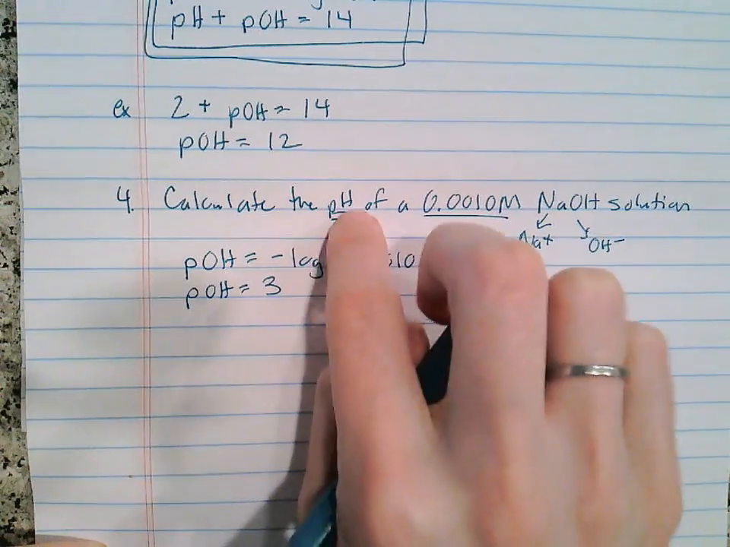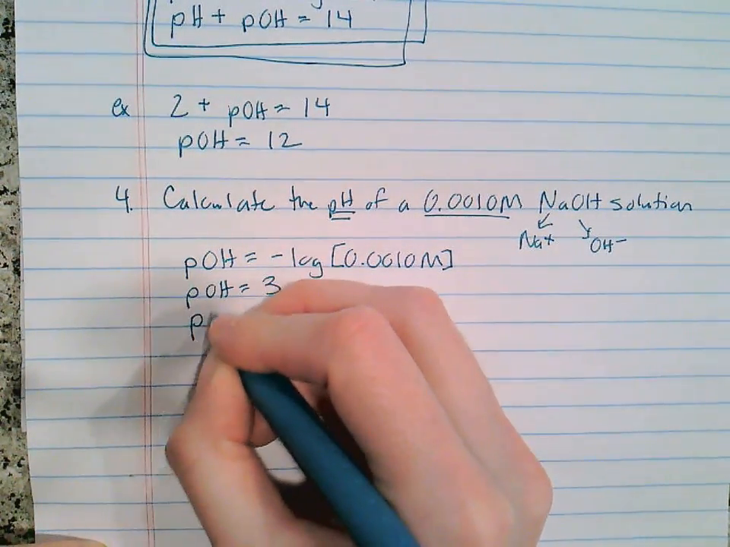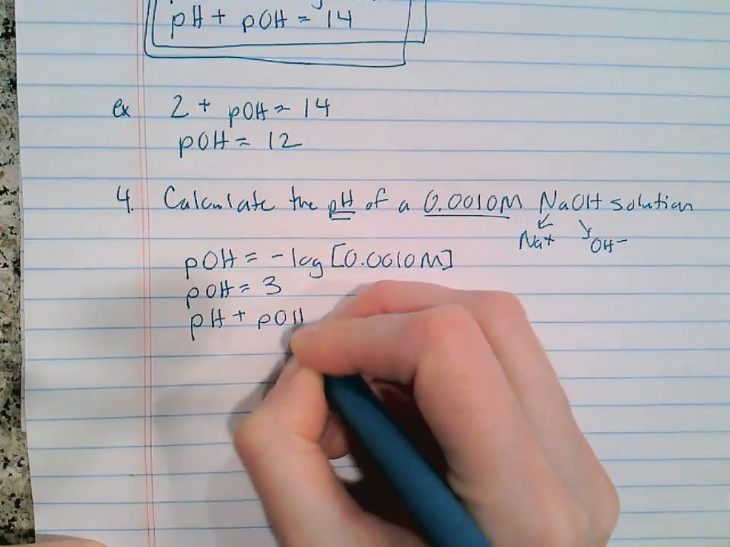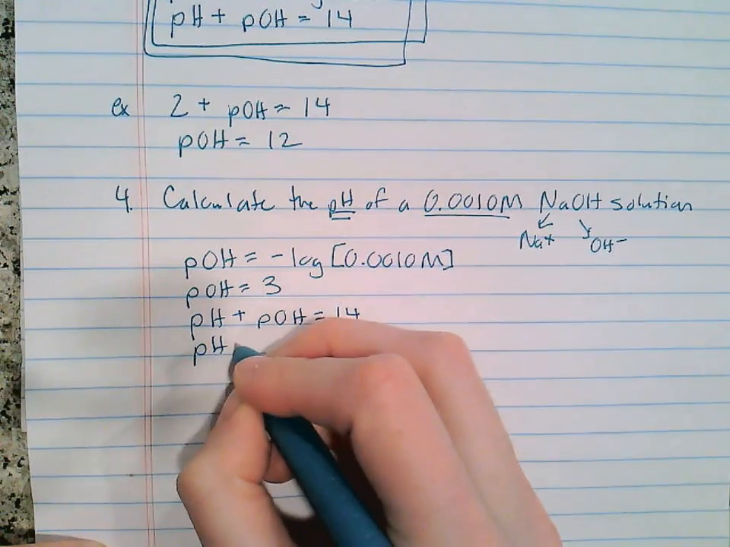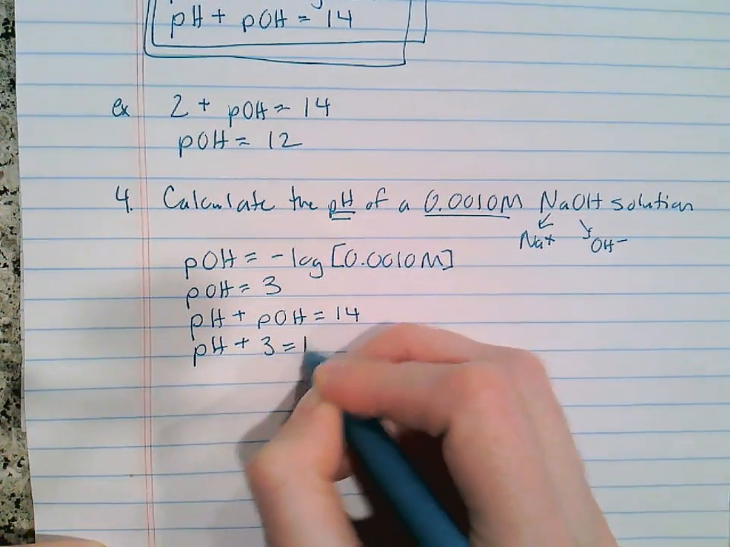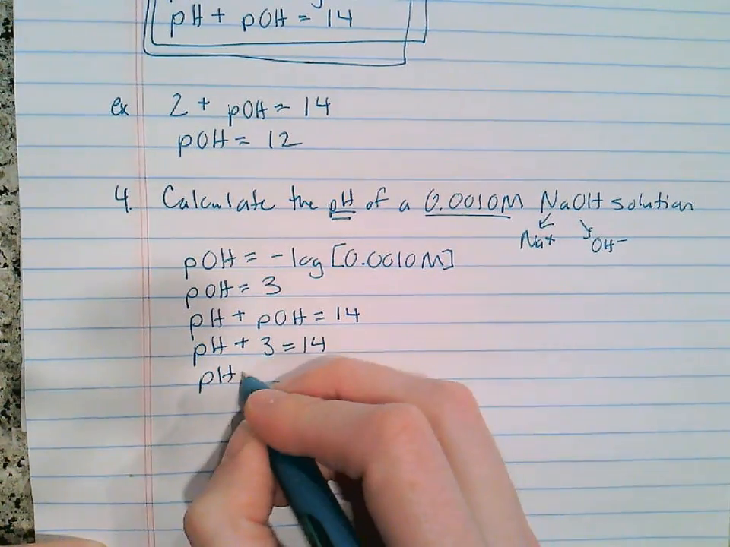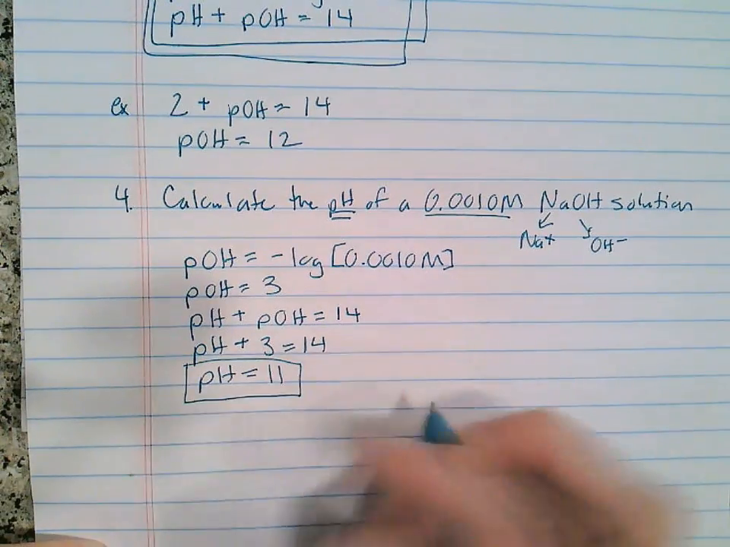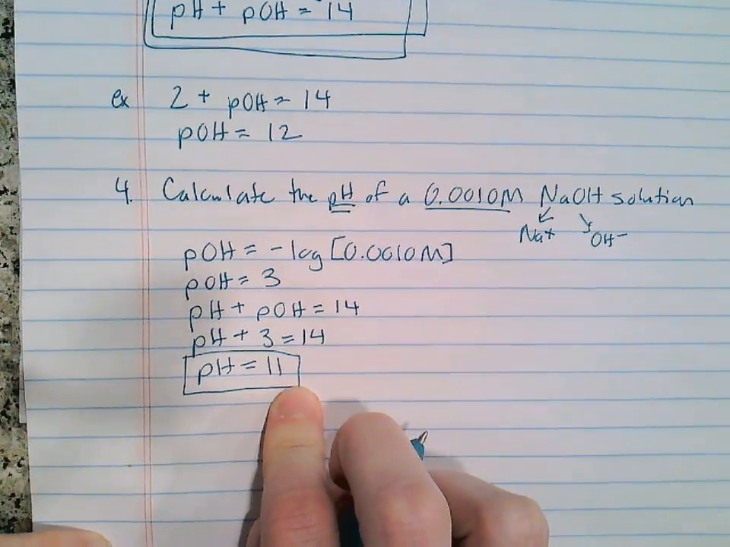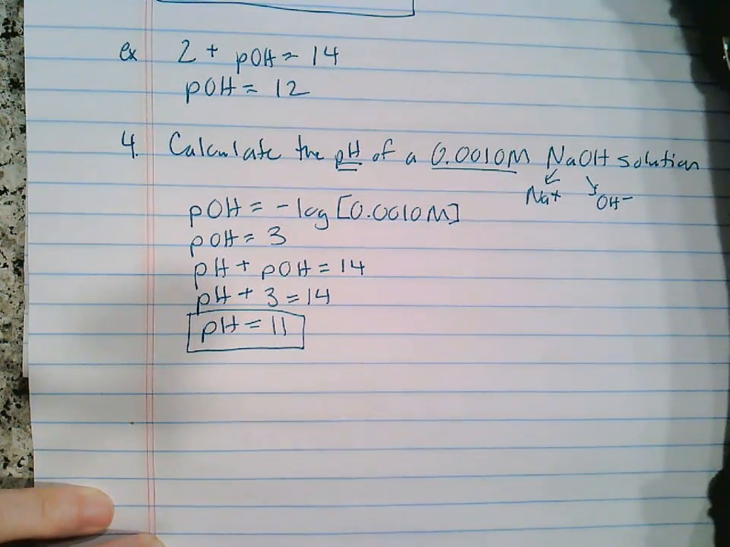But again, I'm going to convert that to pH because that's how we're used to thinking of things. So remember, pH plus pOH equals 14. I know it has a pOH of 3. So pH plus 3 equals 14, right? Subtract 3 from both sides. The pH of this solution is going to be equal to 11, which again is a pretty strong base, sodium hydroxide here.